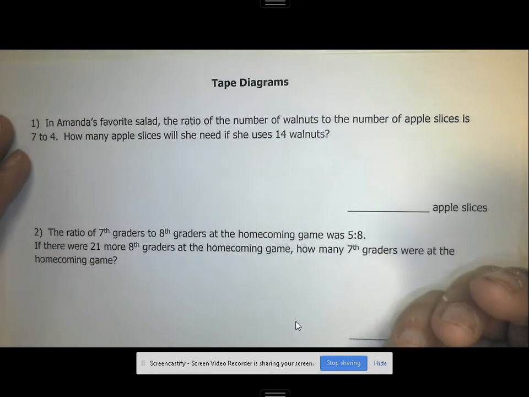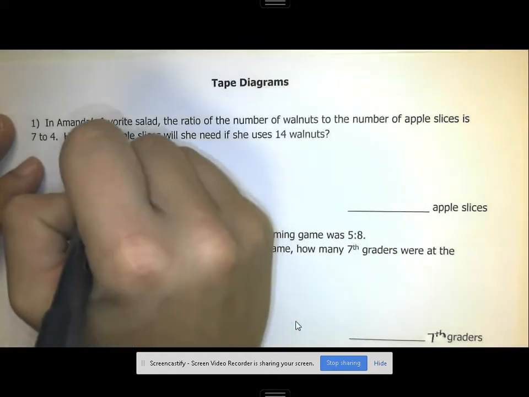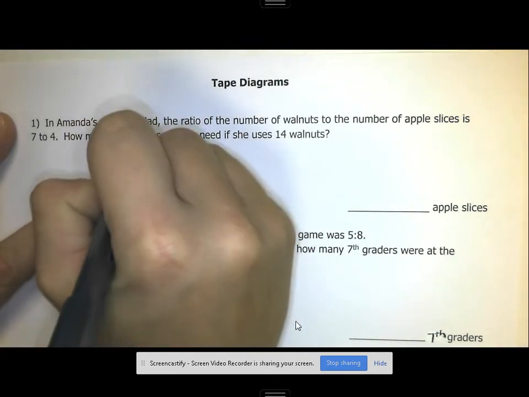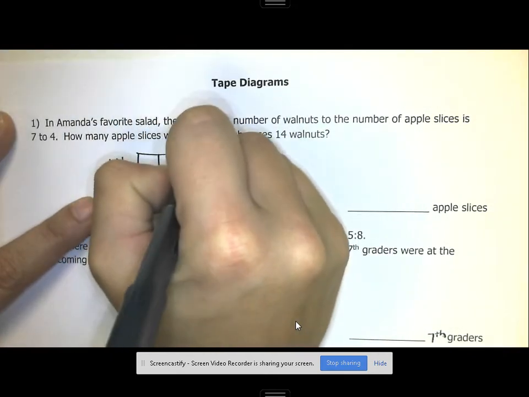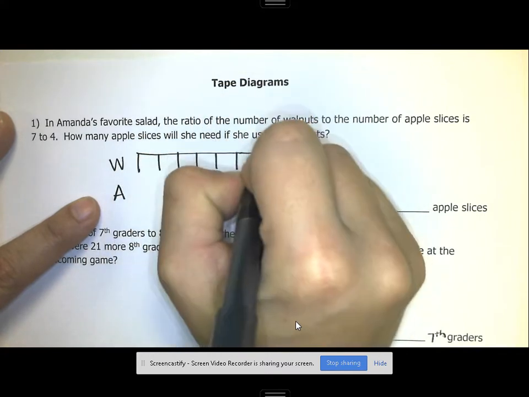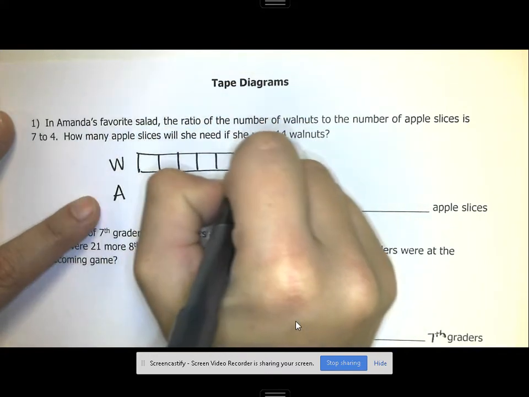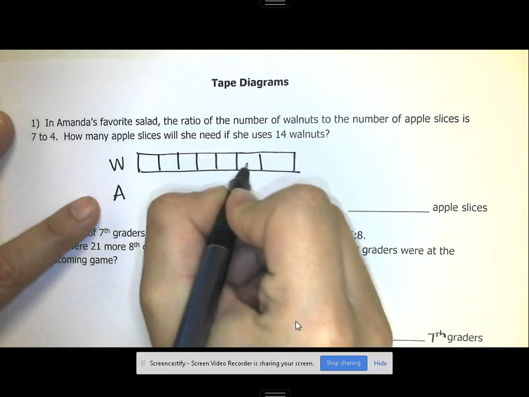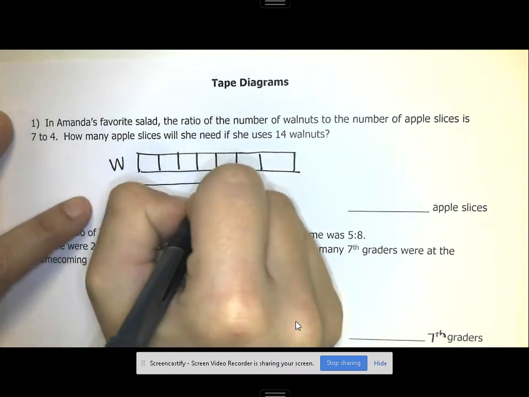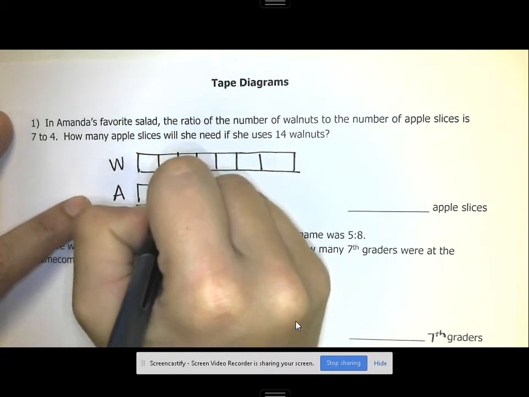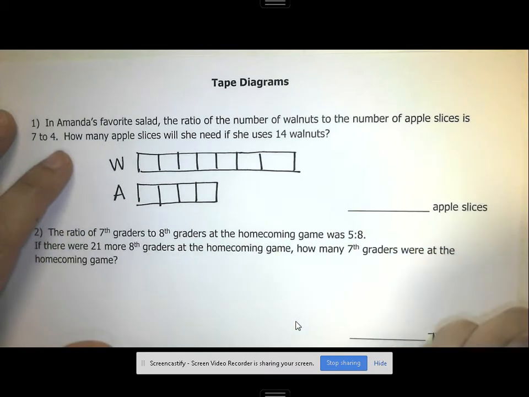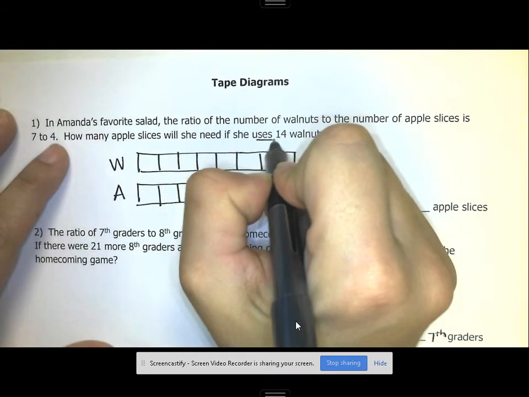In Amanda's favorite salad, the ratio of the number of walnuts to the number of apple slices is 7 to 4. How many apple slices will she need if she uses 14 walnuts?